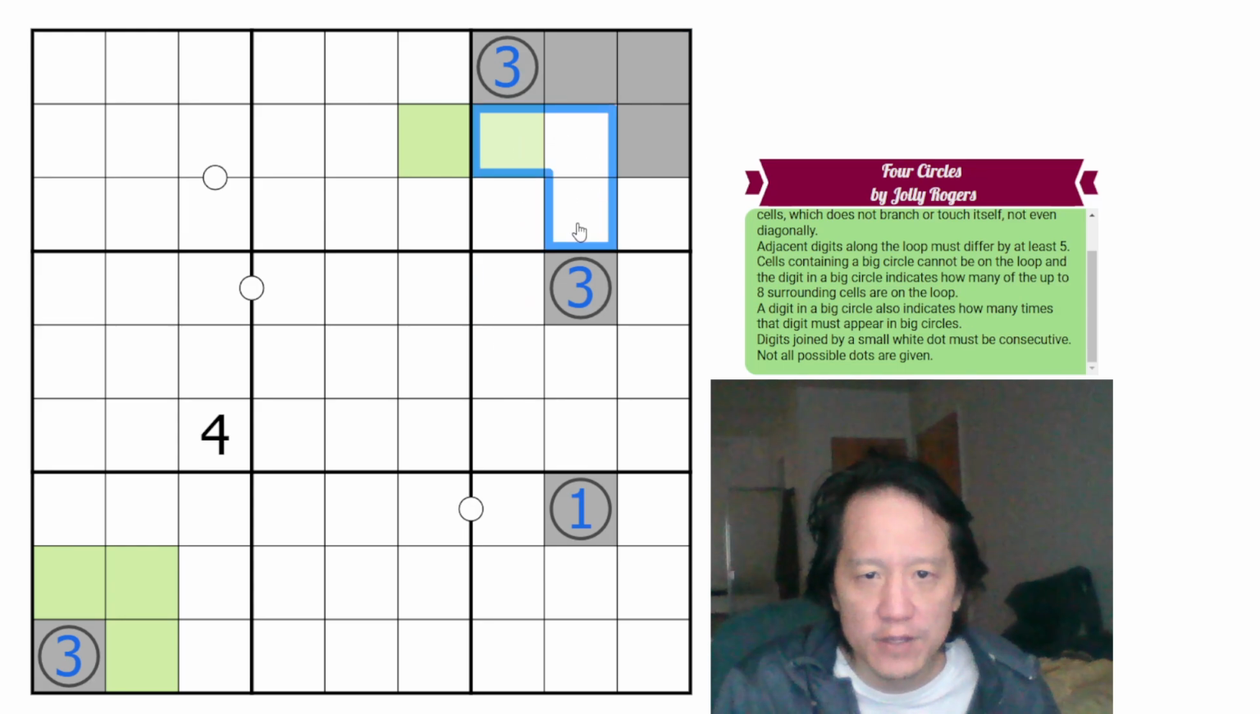Can it go like this? No, because the same thing. That's 3. So therefore, that's out. It can't go back on itself because it touches itself. Therefore, this is not possible. Therefore, it must go here, and it must go here. Now, if it goes this way, that's more than 3. That's touching this cell. So therefore, it can't go that way. It can't go back. So therefore, this is out.